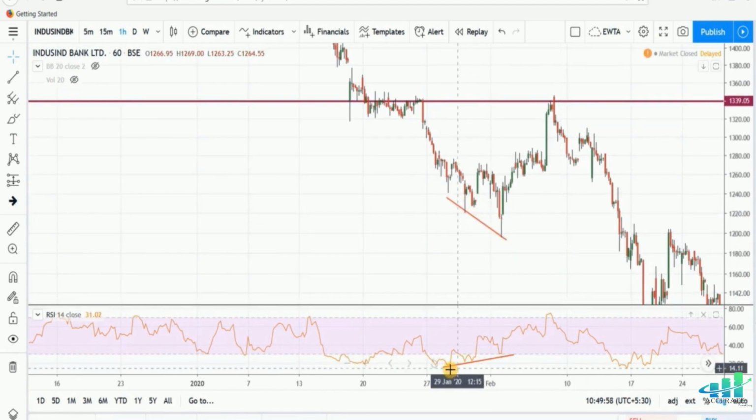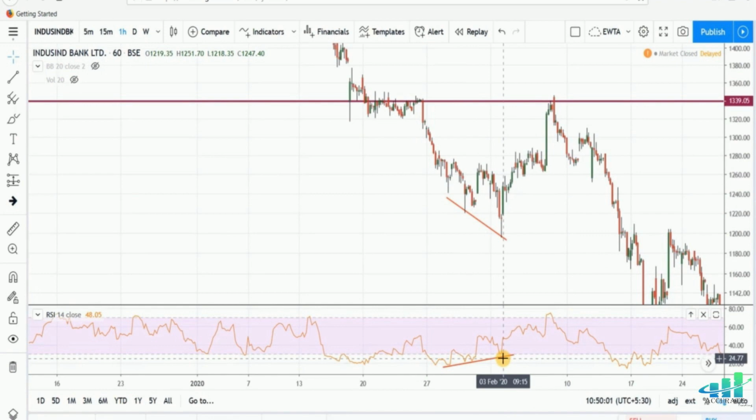RSI is going in an upward direction. In a downtrend we see the troughs, we see the lows of RSI in an uptrend.